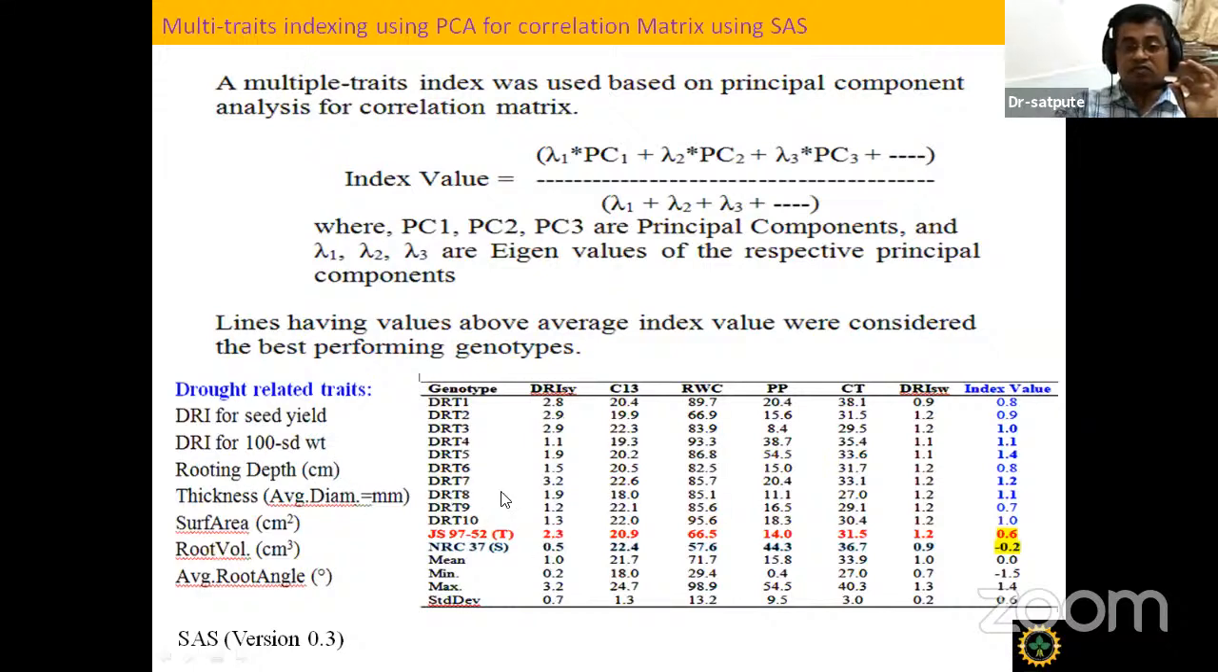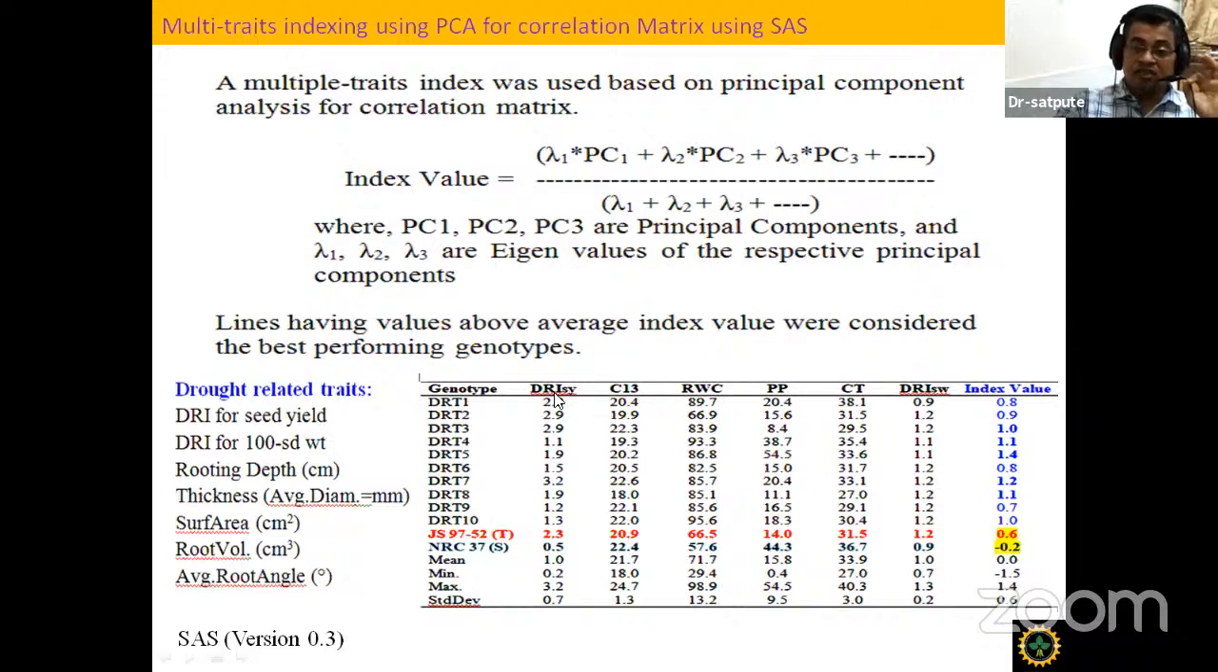Drought resistance index for seed weight, the last column. Rooting depth, there is another one. Then there is thickness, then surface area, root volume, and average root angle. Likewise, here also, like carbon stimulation ratio, relative water content, pot field moisture content, canopy temperature.